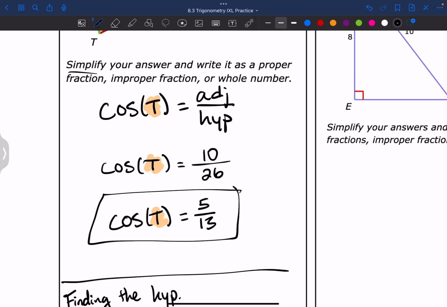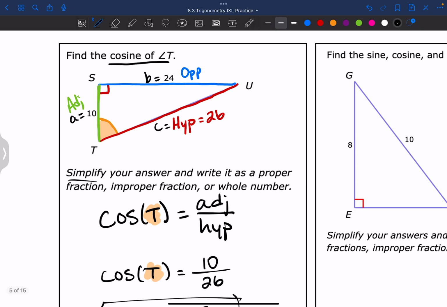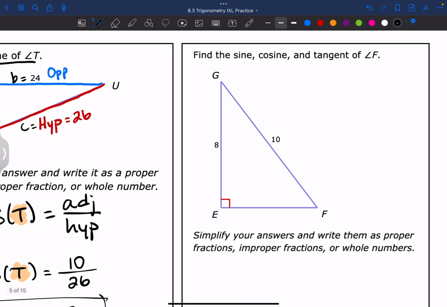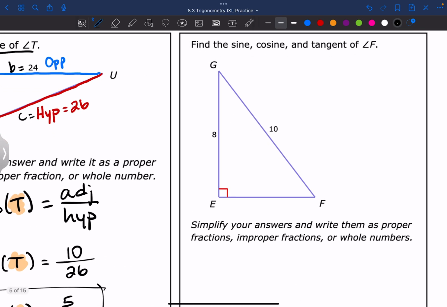Okay, that seemed like a lot. Let's take a look at everything that we learned and put it together. Here, we need to find sine, cosine, and tangent of angle F. So our angle that we're referring to is this angle right here. So I'm going to make sure that we emphasize this is our angle.